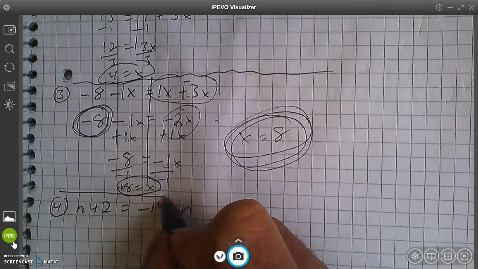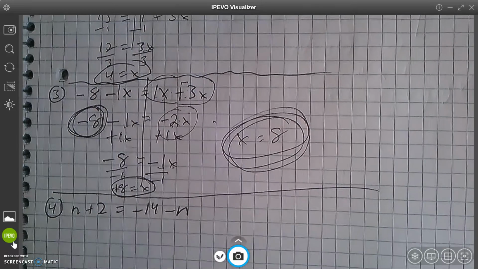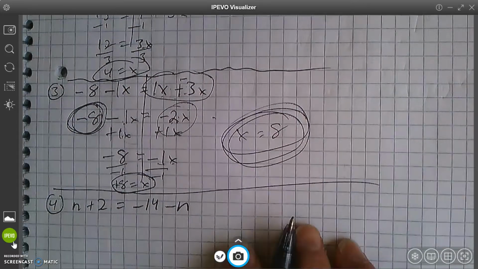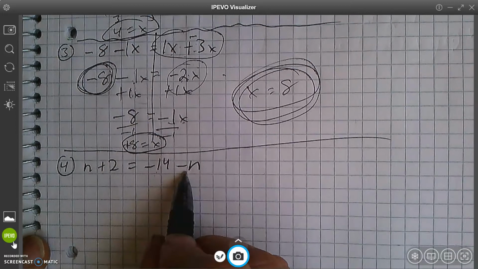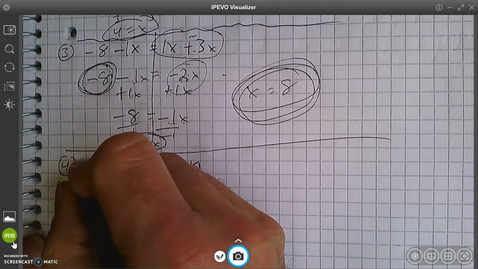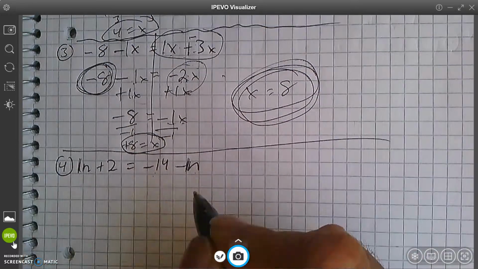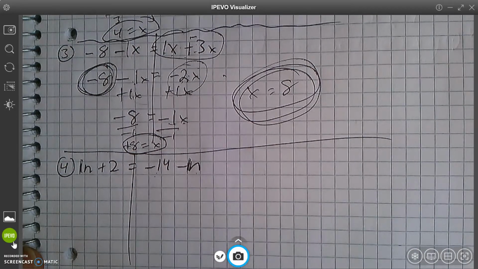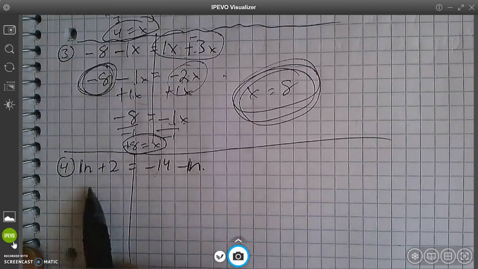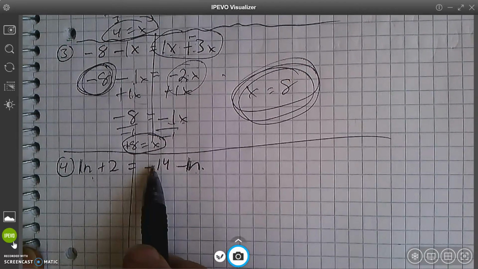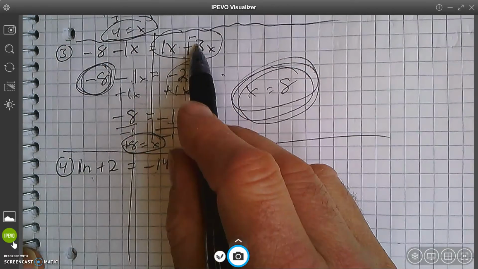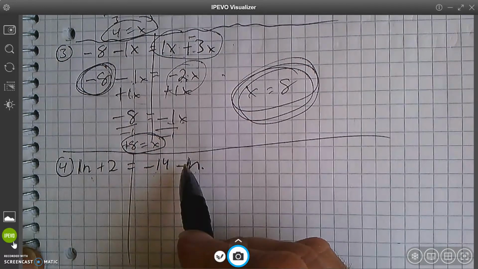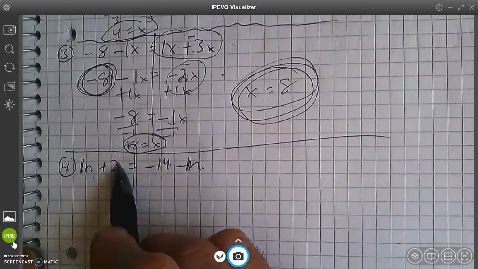Last one. Looking good. All right. n plus 2 equals negative 14 minus n. I'm going to put a 1 here, a 1 here. This might help. Put a line down there. Now I have an option about where to put the numbers, so that it's not just variables on one side. Here I just had variables and no numbers. Now I have variables and numbers on either side.